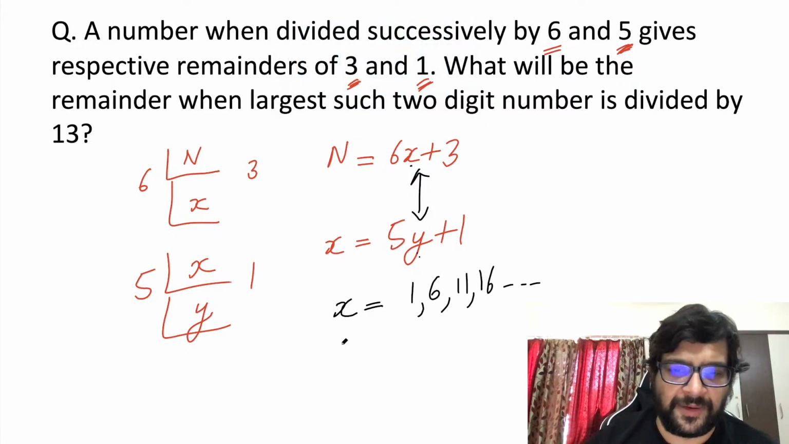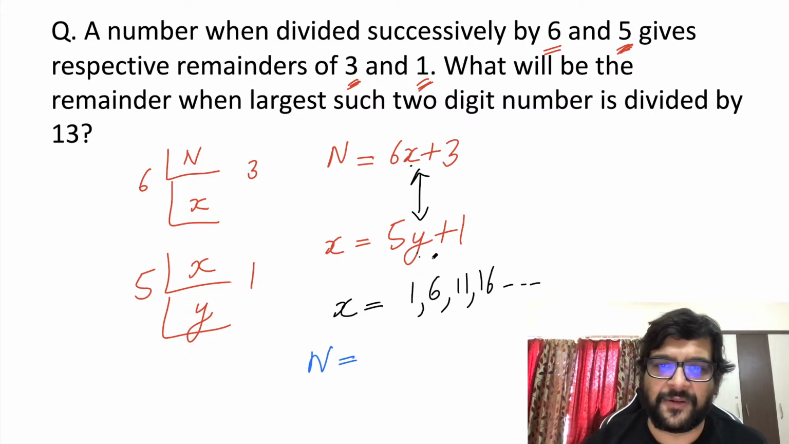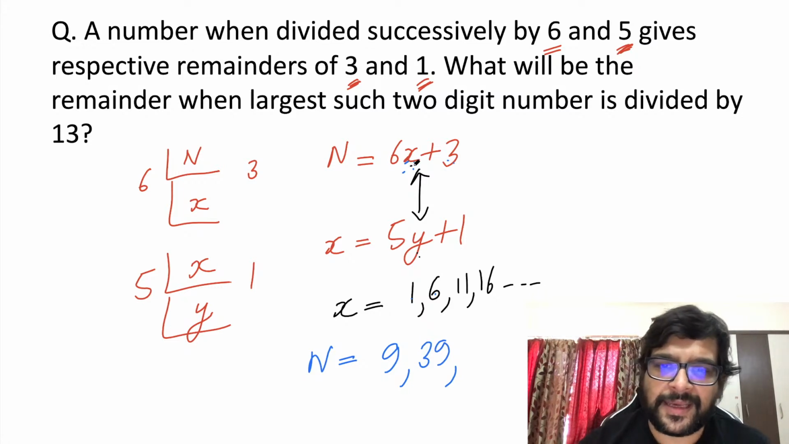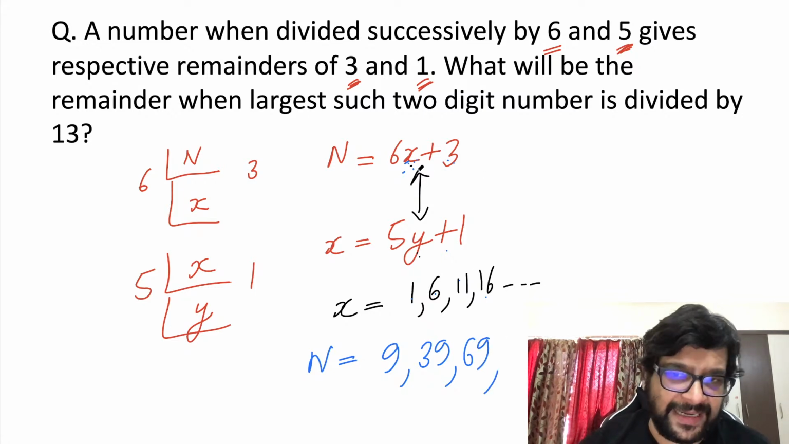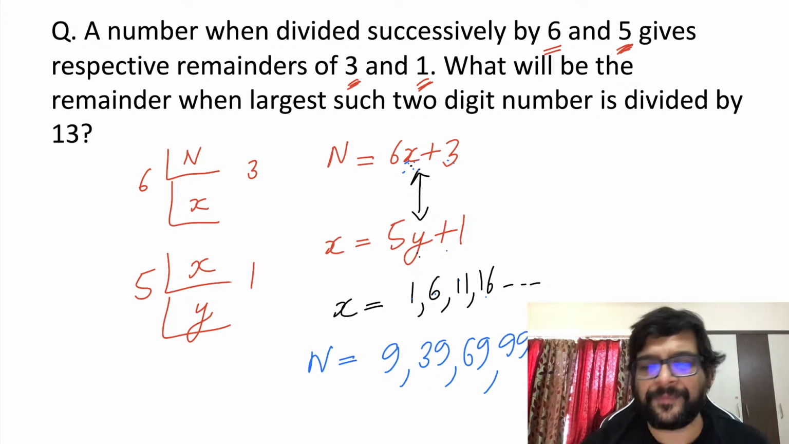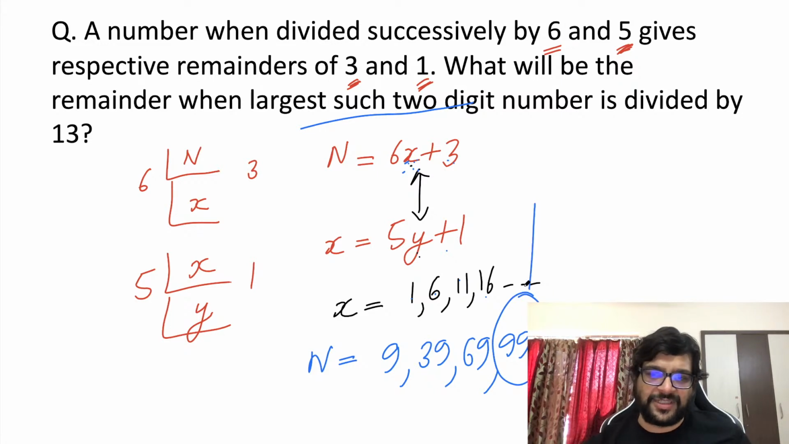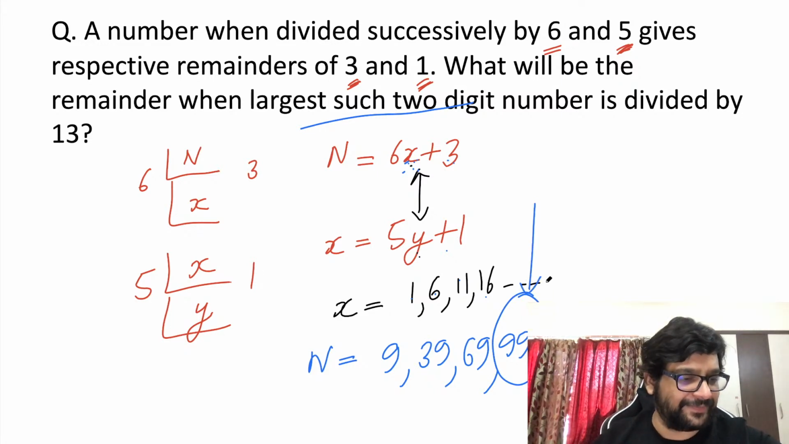And once you have these as possible values of x, what are the possible values of n? 6 into 1 plus 3, that is 6 plus 3, 9. 6 into 6, that is 36 plus 3, or 39. 6 into 11, 66 plus 3, that is 69. 6 into 16, 96 plus 3, which is 99, and so on. What is my question? My question is the largest such two-digit number. So the largest such two-digit number comes out as 99.